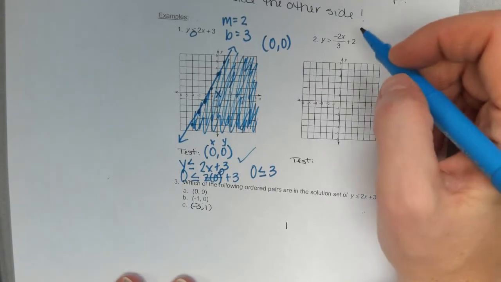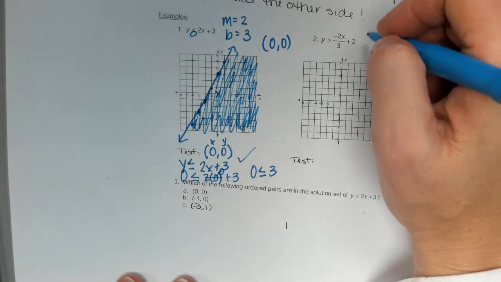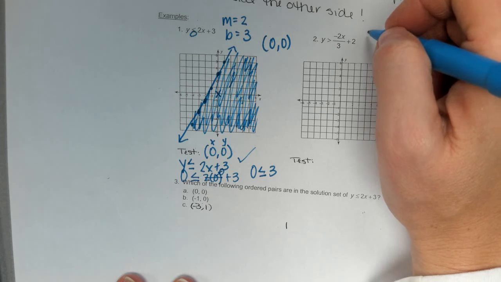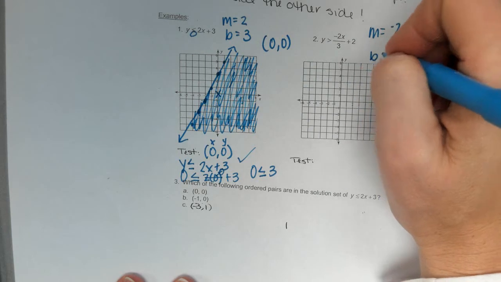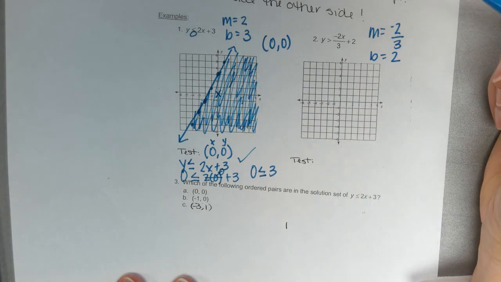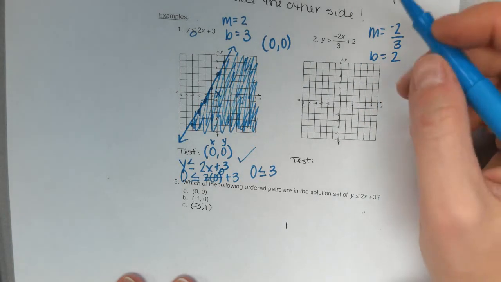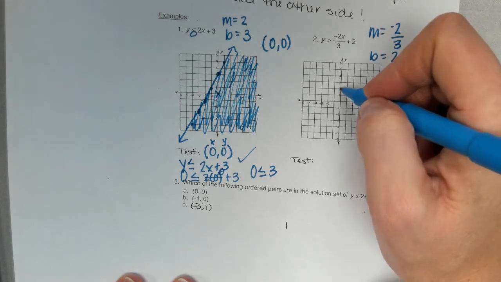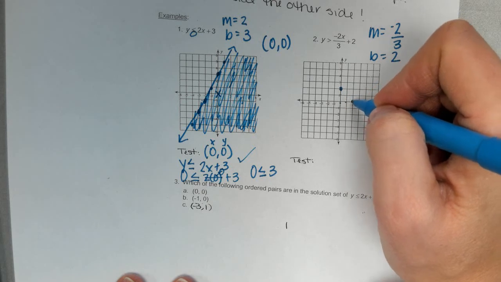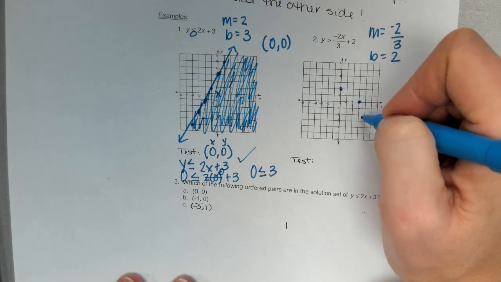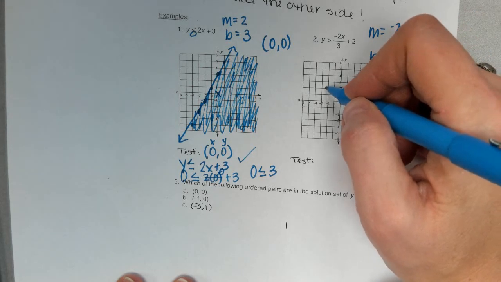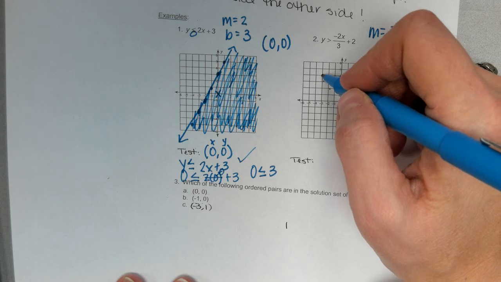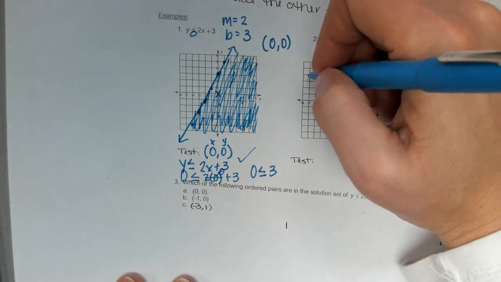Okay? Let's do this one. y is greater than negative 2x over 3 plus 2. So let's identify our m, negative 2 over 3, and our b equals 2. Alright? So now we're going to plot this. 1, 2, put a dot. We're going to go down 2, and to the right 3.